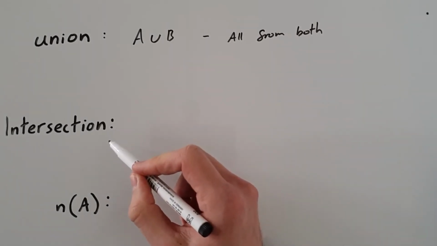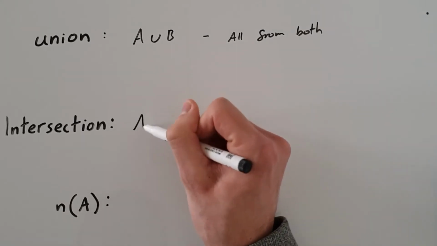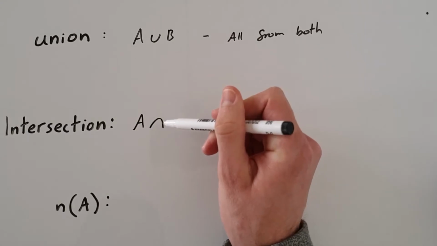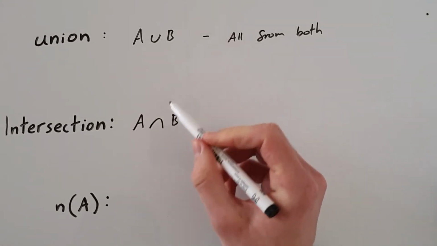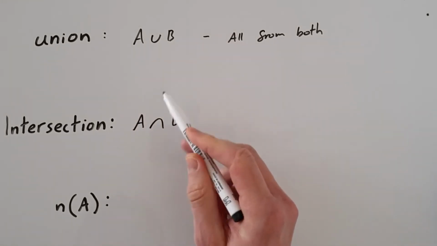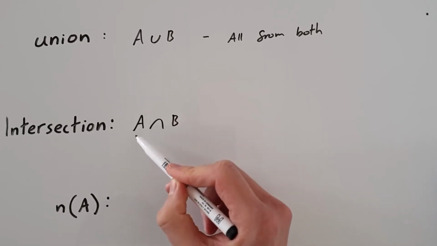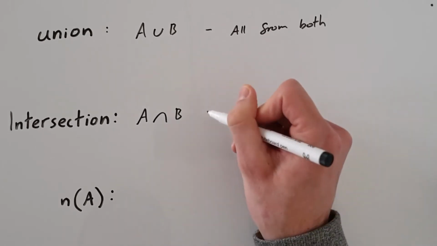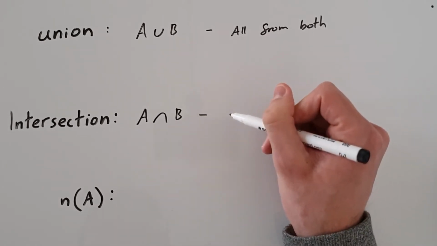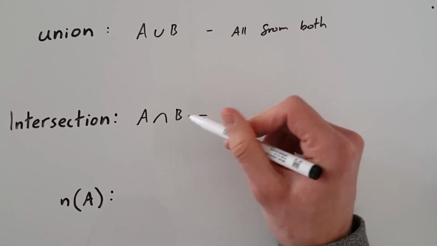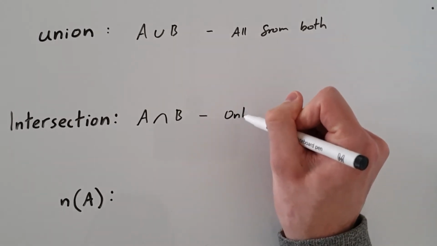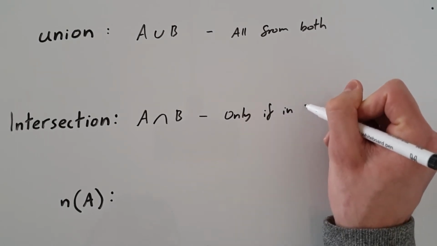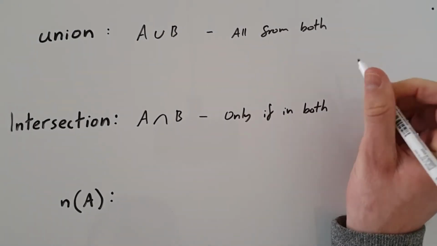If we're looking for the intersection, the way we denote this is a symbol just like the union one, but upside down. So like an upside down U or like an N shape, an upside down semicircle. This is the intersection between A and B. And this one is only the members that appear in both sets.